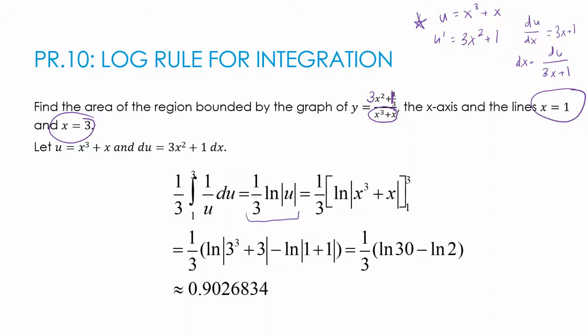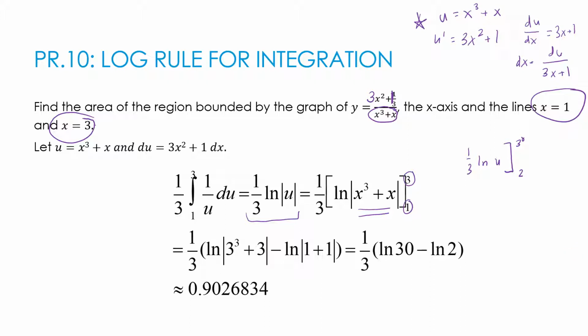1/3 natural log of u. And then I know that I'm going to plug back in my value for u, because notice on this one, again, I didn't change the limits of integration. I could have changed the limits of integration and kept it as 1/3 natural log of u from, let's see, 1 would be 2, and if I plugged in 3, I would get 27 plus 3, which is 30. And I would get the same thing each way.